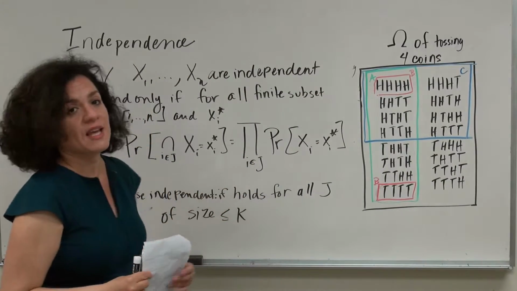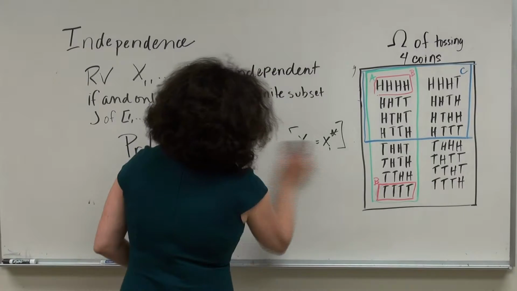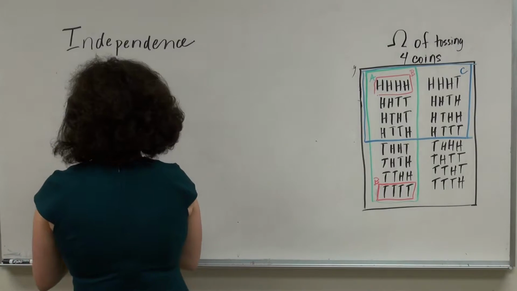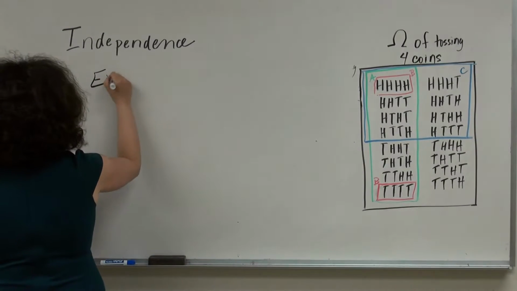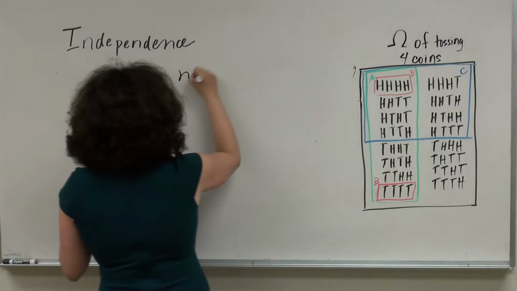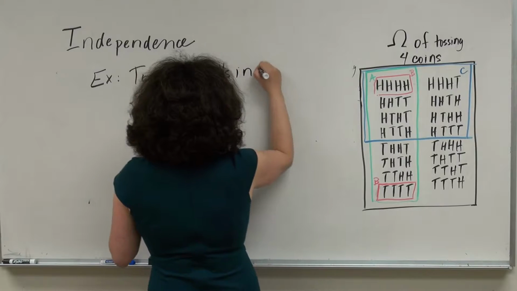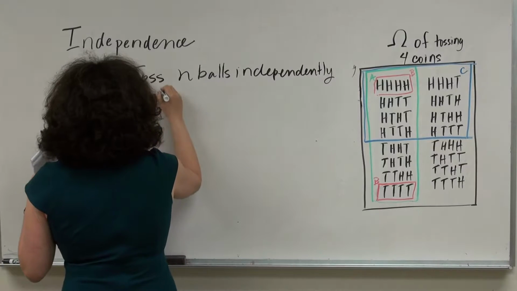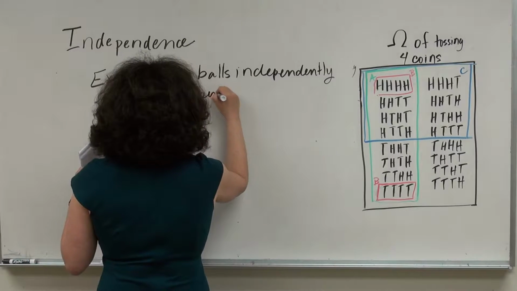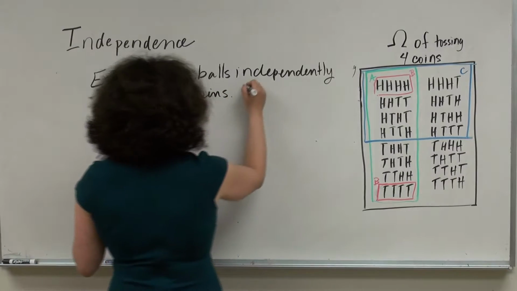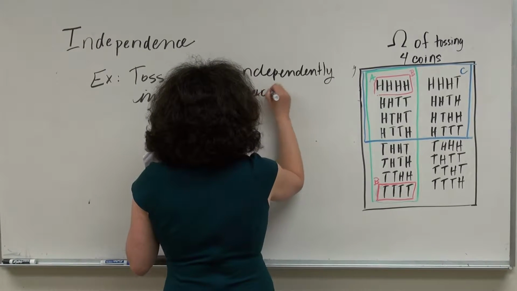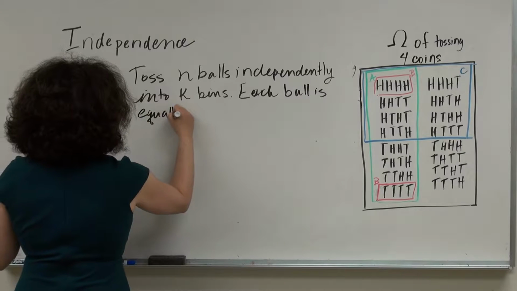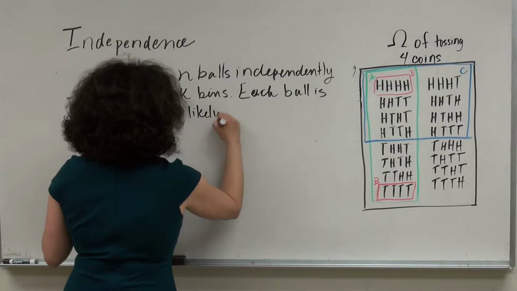Now we're going to work through an example of tossing balls into bins. So our first example, example 1, is we're going to toss n balls independently into k bins. And each ball is equally likely to land in each bin.